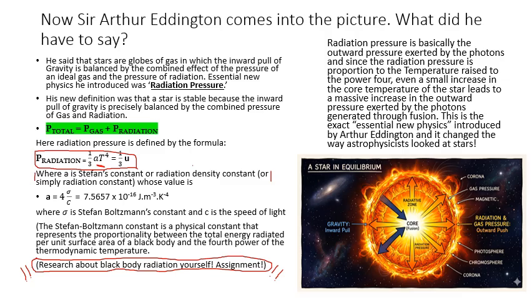It can create a problem for the star, because it doesn't want the pressure gradients to change significantly, or else it will just burst, go supernova, and explode. So the essential new physics, as you might have got a brief idea, that was introduced by Arthur Eddington, was that we have two primary pressure gradients acting on the star's core, which are the gas pressure and the radiation pressure.